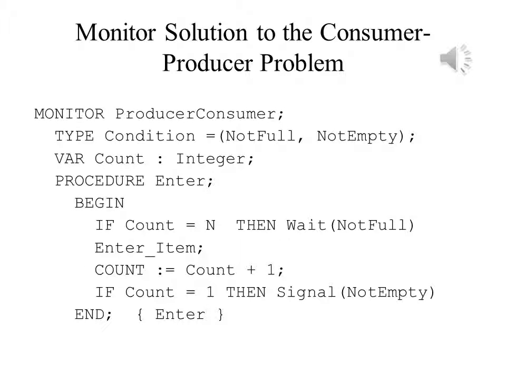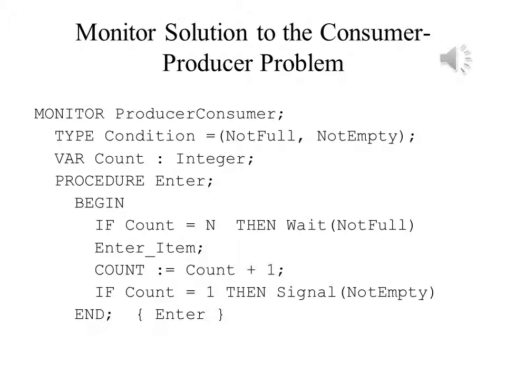Here is an example of what a monitor looks like, written in a form of Concurrent Pascal, the language that Hoare and Brinch Hansen used. The condition is said to be full or empty instead of true or false. We have an integer variable count, which is global for the monitor and accessible by all its procedures. When we enter, we check to see if count is equal to n. If so, we wait until a process signals that the buffer is no longer full.